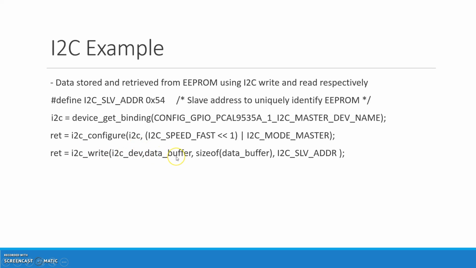So this is the data buffer, and for this much length, we are going to write this data into this device with the slave address. Okay, this is I2C write, and once the data is written, we can read the data from the EEPROM using the data buffer, the same thing as we discussed earlier. So that's what it is.